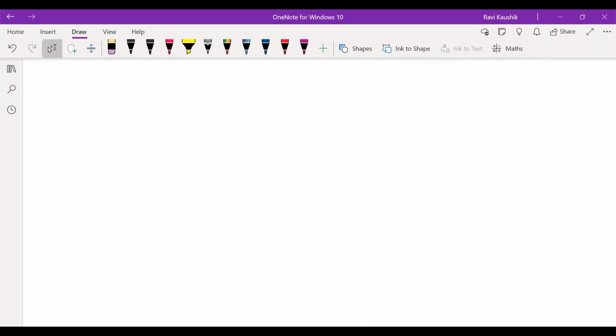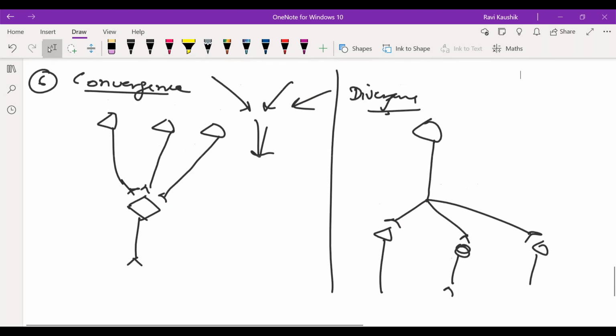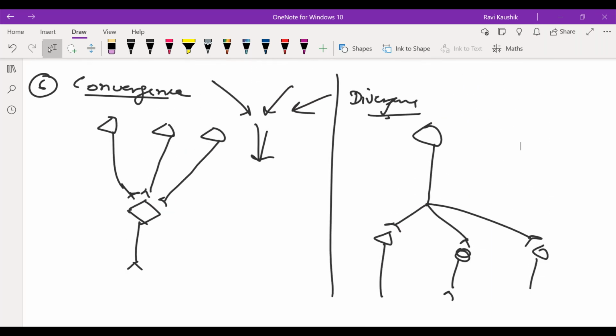So what is the benefit of convergence and divergence? Now just try to see this. In convergence, many neurons are exciting, and ultimately, due to these many neurons, only one neuron is getting excited, right? So many presynaptic neurons converge on any single postsynaptic neuron. So where does this happen?